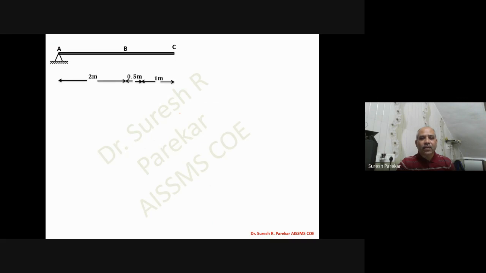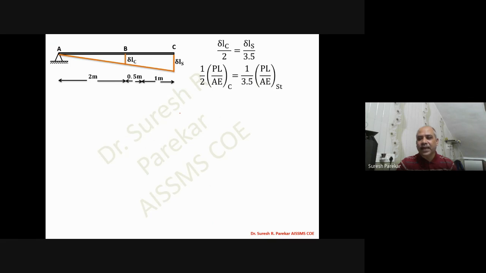Now another, we have this bar that is hinged at A. So whatever deformation we are going to get, it will be linear because our bar is rigid. And then we have another relationship between delta at B and delta at C. So this will be delta L of copper, and this will be delta L of steel. And now we can have a similar triangle relationship, delta LC by 2 equal to delta LS by 3.5. And now delta L we know. So 1 by 2 we have taken outside, so PL upon AE of copper equal to PL upon AE of steel. Here we have 1 upon 3.5 outside.